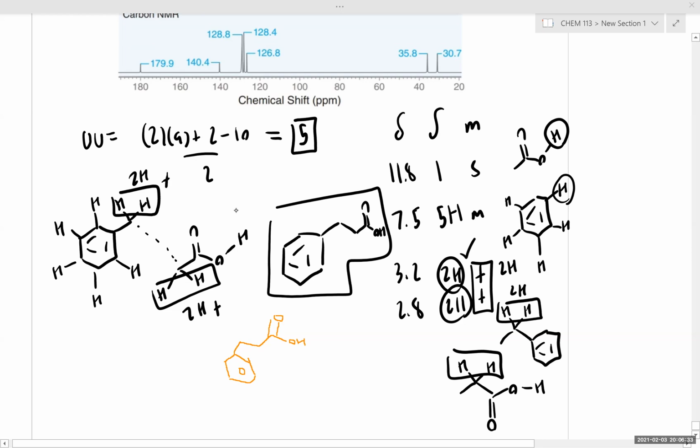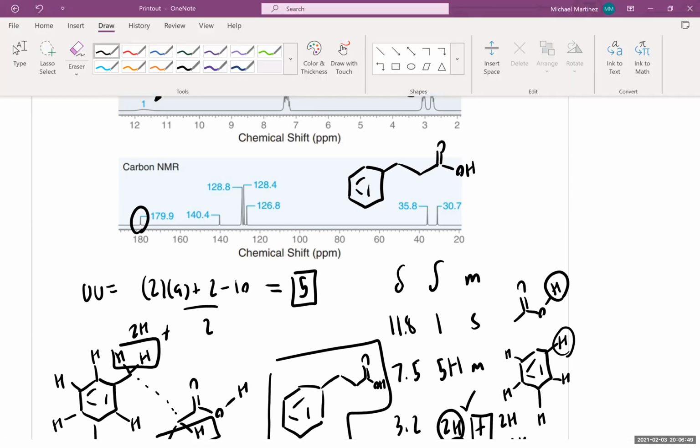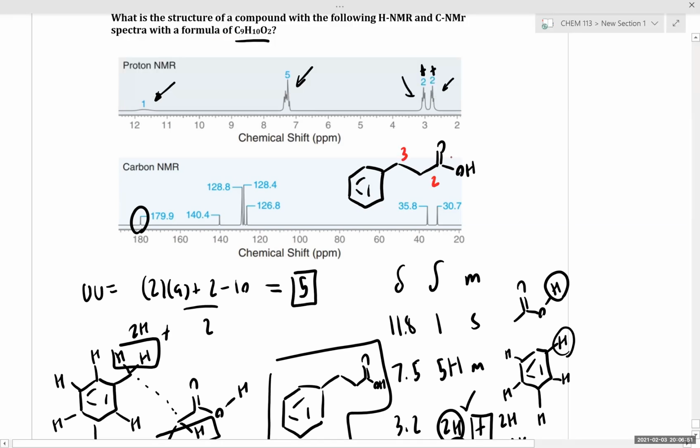So let's check. We have to check our work now. Let's map our proposed structure onto the observed carbon NMR spectra. So this 179, let's number our carbons: 1, 2, 3, 4, 5, 6, 7, 8, 9. Carbon 1 is clearly right here. It's the carboxylic acid carbon. This group of carbons, why do we only see 4 signals?